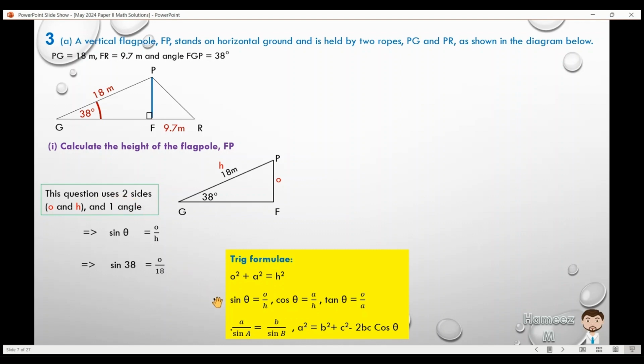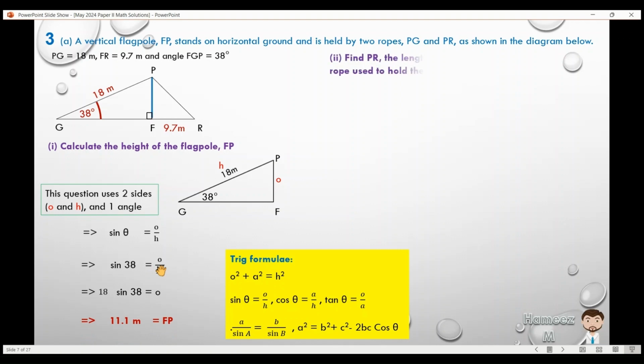So if we cover off the 18, then what do we have? Sine 38 is equal to the opposite. And 18 was divided on the right-hand side. So how do we move it? By carrying it across, or multiplying by 18 on both sides. It's still going to give us 18 times sine 38 is equal to the opposite, or FP. And using our calculator, we get 11.1 meters is the height of the flagpole.